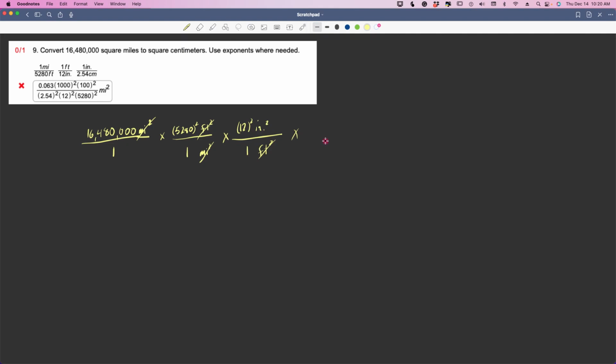Now we're going to go from inches to centimeters. So I've got 2.54 squared centimeters squared over 1 squared inch squared. That cancels that. Now we're just going to write this down because we have a denominator of 1 all the way across. 16,480 times 5280 squared times 12 squared times 2.54 squared centimeters squared.